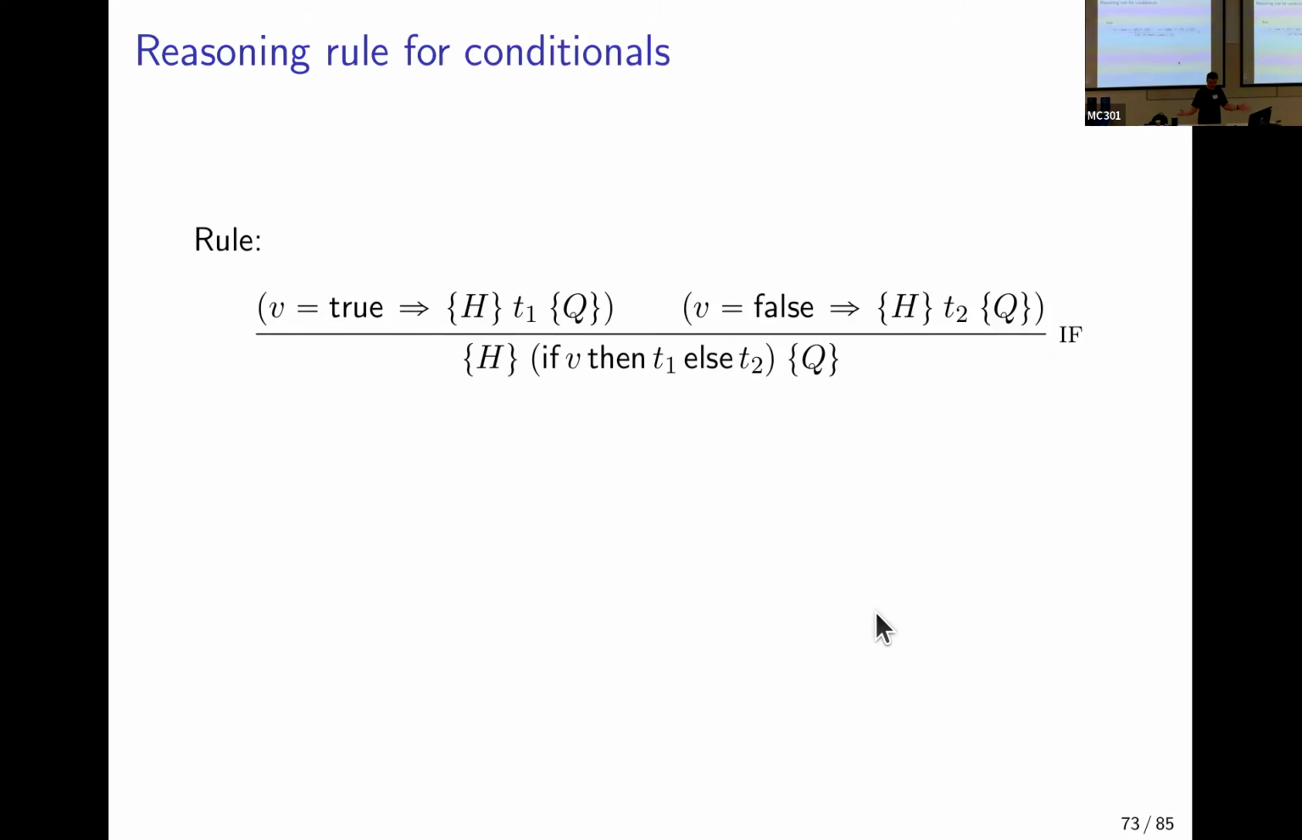There is a rule for if. It is not very surprising. So you prove H Q as pre and post for an if, you can prove it from both sides of the if, for T1 and T2, assuming that V is true for T1 and assuming that V is false for T2. There are a bunch of equivalent formulations with ands and ors, but they are equivalent.